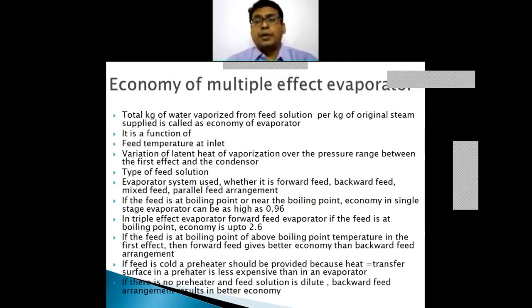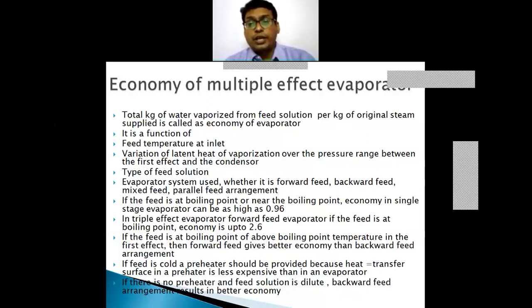Then the economy of multiple effect evaporators: the total kgs of water vaporized from the feed solution per kg of the original steam supplied is called the economy of the evaporators. And it's a function of the feed inlet temperature, the variation of the latent heat of vaporization over the pressure range between the first effect and the condenser, and the type of the feed solution. These are the three different functions. Then the evaporator system used, whether it is forward feed, backward feed or mixed feed arrangement.